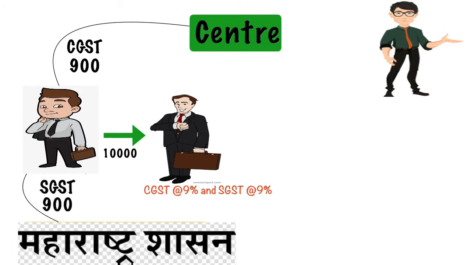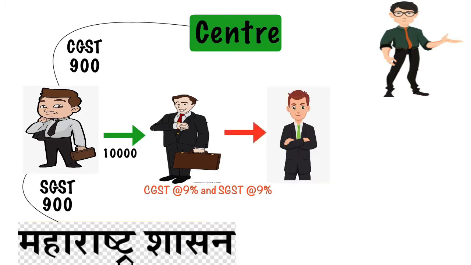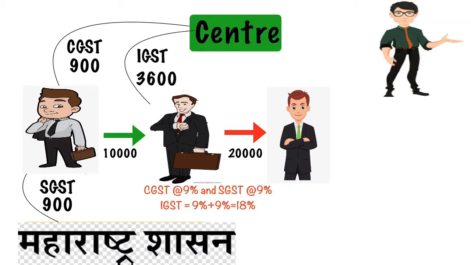After this, Mr. Roy from Mumbai, Maharashtra sold the goods to Mr. Reddy from Thrissur, Kerala for rupees 20,000. Now this transaction is interstate, or within two different states. Then Mr. Roy will pay IGST 18% to central government, that is rupees 3,600, 18% on 20,000.